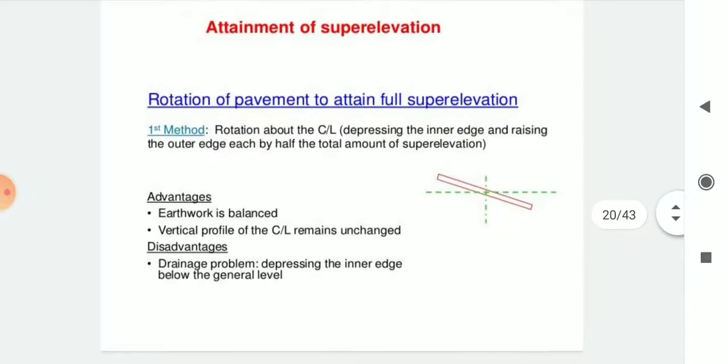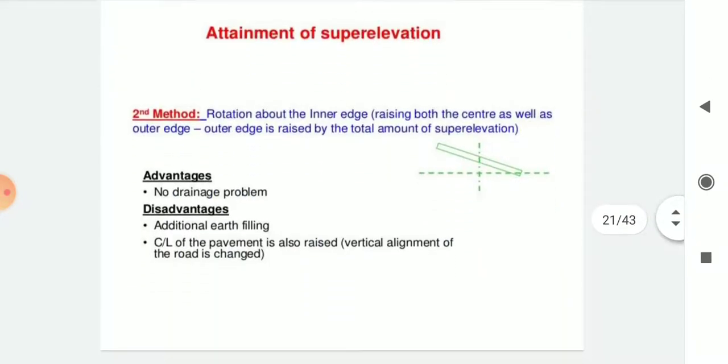Rotation of pavement to attain full super elevation. First method is rotation about the CL, depressing the inner edge and raising the outer edge each by half the total amount of super elevation. What are the advantages? Earthwork is balanced, and the vertical profile of the CL remains unchanged. Disadvantage: drainage problem, depressing the inner edge below the general level.